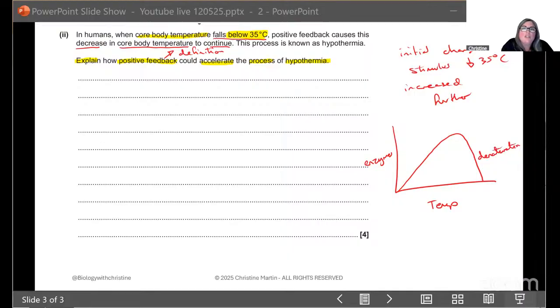And you'd be surprised how many students in the exam will have written that the enzymes become denatured, even though they're talking about below 35 degrees C. So we know, if we're talking about humans, that our optimum is about 37 degrees C, approximately. So what are we talking about here? If we decrease the temperature, we are now looking at a point down here below the optimum. So if we're at a point which is below the optimum, what is that going to do?